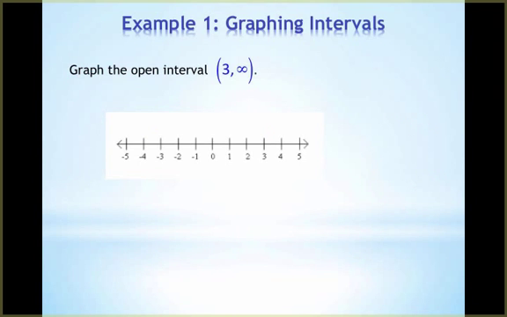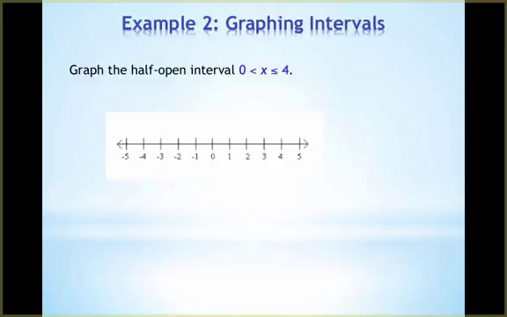Now let's look at how we would graph this open interval from 3 to infinity. Since 3 has a parenthesis, it means it's not included. So we're going to go to 3 and we're going to put a parenthesis. But we're going to go out towards infinity, so we just come out here and shade this. And then we'd want to shade the end to show that we want that to go on towards infinity.